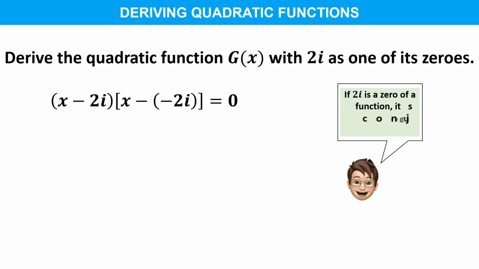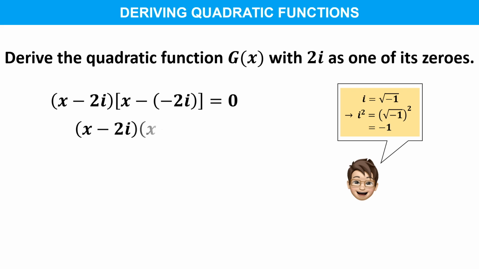So, to derive the quadratic function with zeros 2i and negative 2i, let's use 2i and negative 2i to form the corresponding quadratic equation. Remember, the imaginary number i, by definition, is a number whose square is equal to negative 1. Let's use this bit of information in solving the equation: the quantity x minus 2i times the quantity x plus 2i is equal to 0. Find the product of this sum and difference.